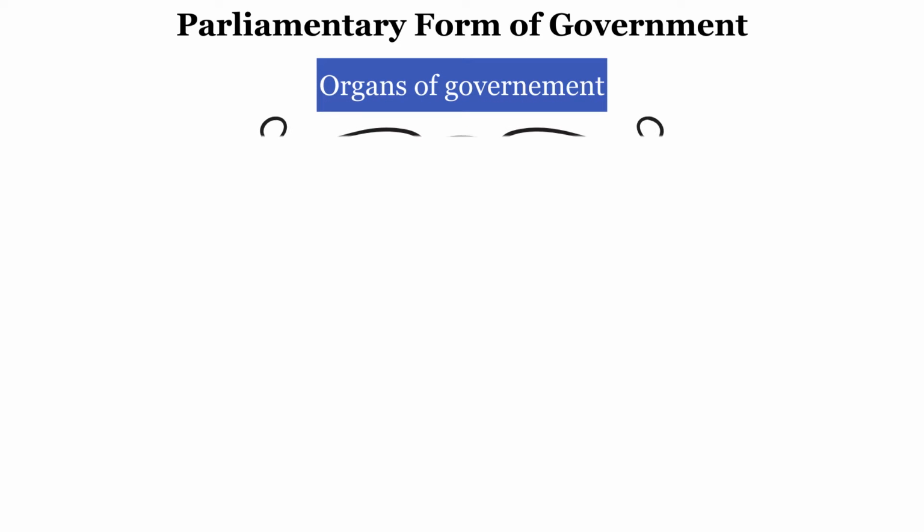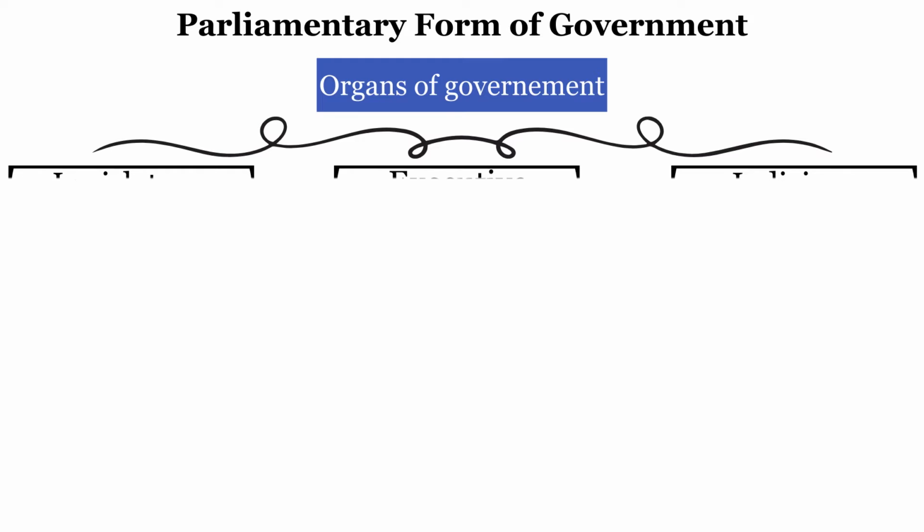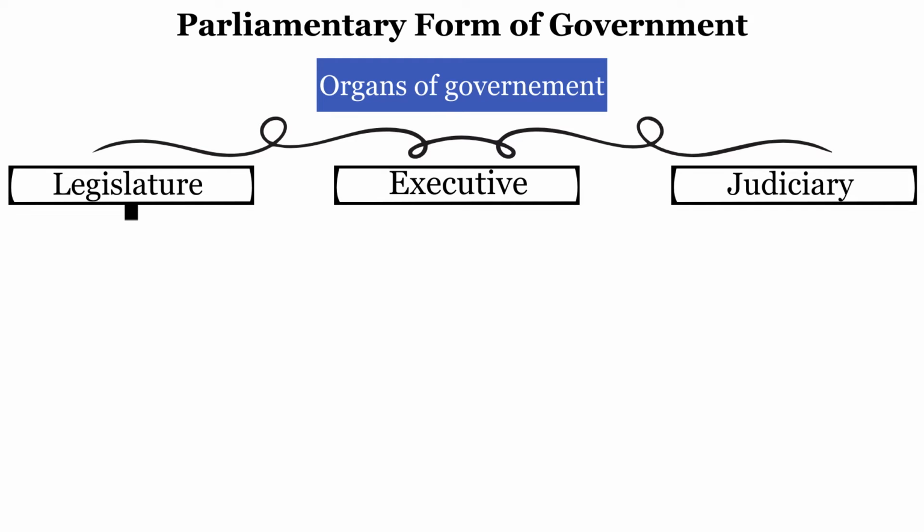India follows a parliamentary form of government. The parliamentary form of government allows for a direct link between the elected representatives and the citizens. India's system of governance consists of three main organs: legislature, executive, judiciary.